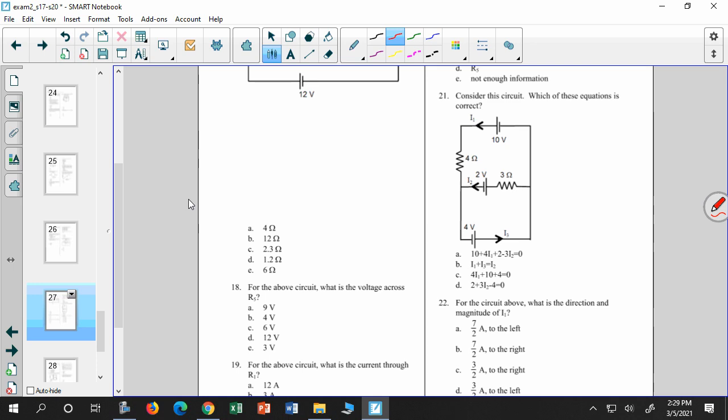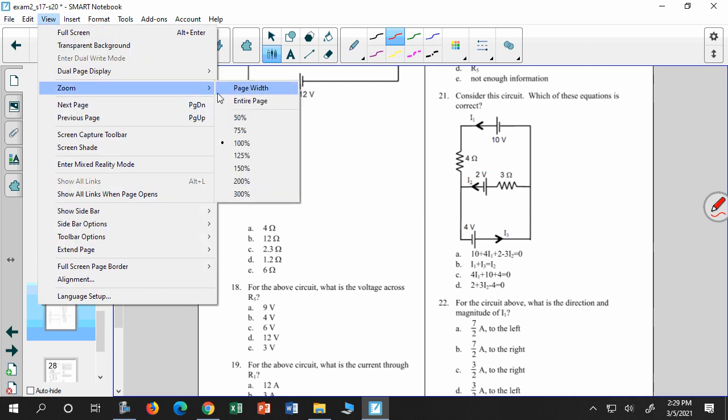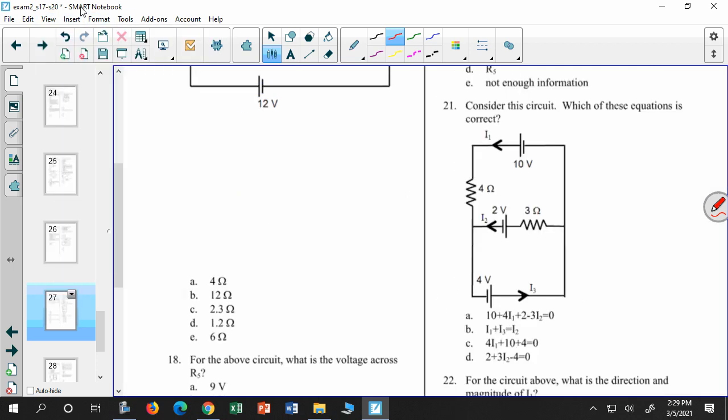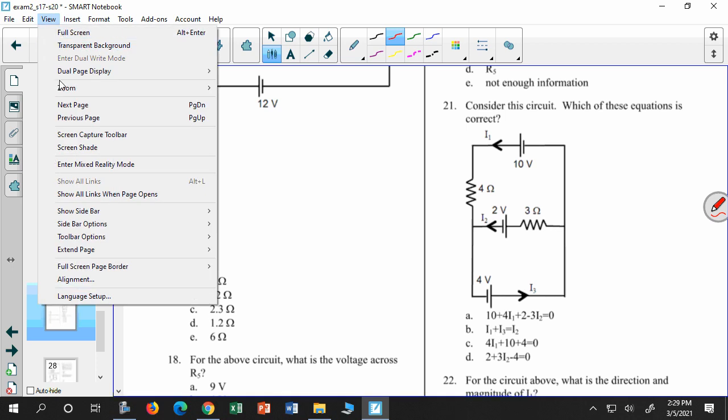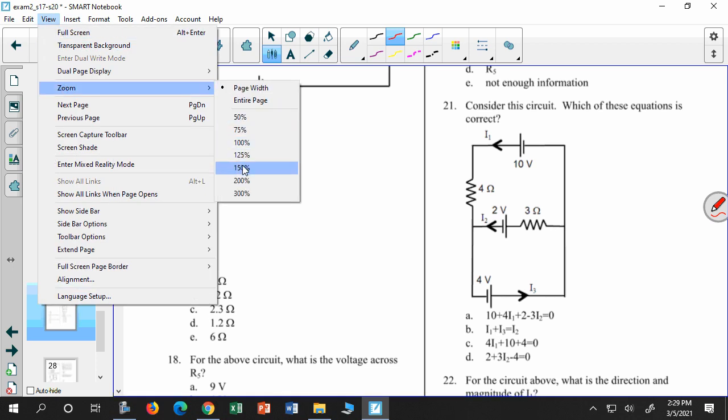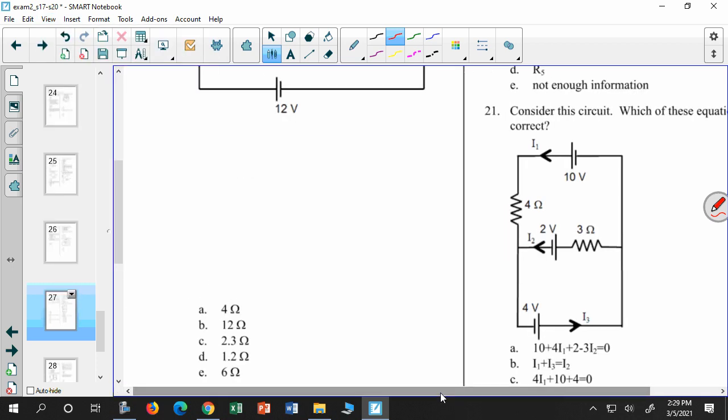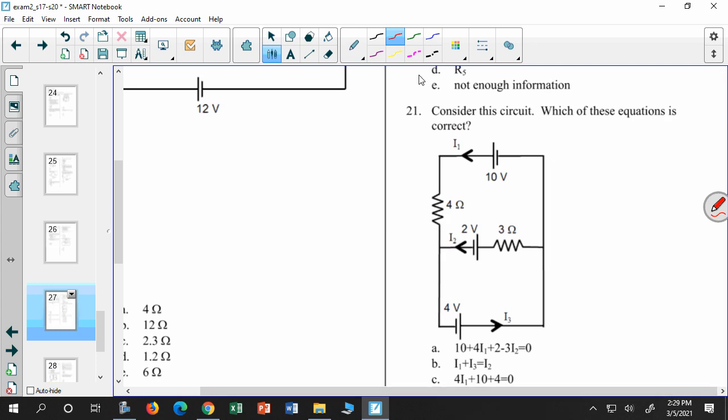Okay, did we work this one today in class? I don't remember. I'm gonna do this one, then we can do a different one if you want. Okay, so here I have a circuit. I want to know all the currents.